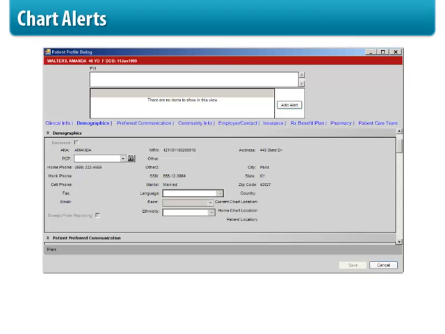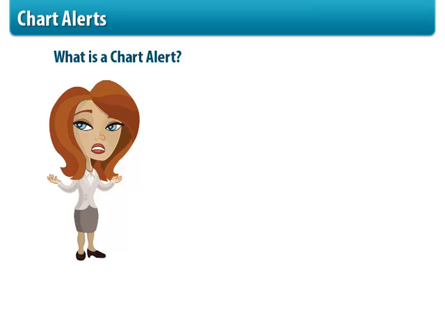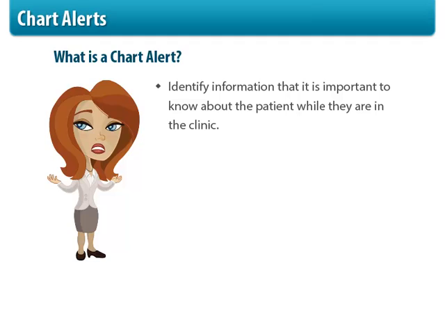Below the FYI box on the patient profile dialog box screen, you will see chart alerts. Chart alerts may be added to a patient's chart to identify information that is important to know about the patient while they are in the clinic. Chart alerts should not be clinic specific, as everyone in every clinic will be able to see this information when they view the patient's chart.